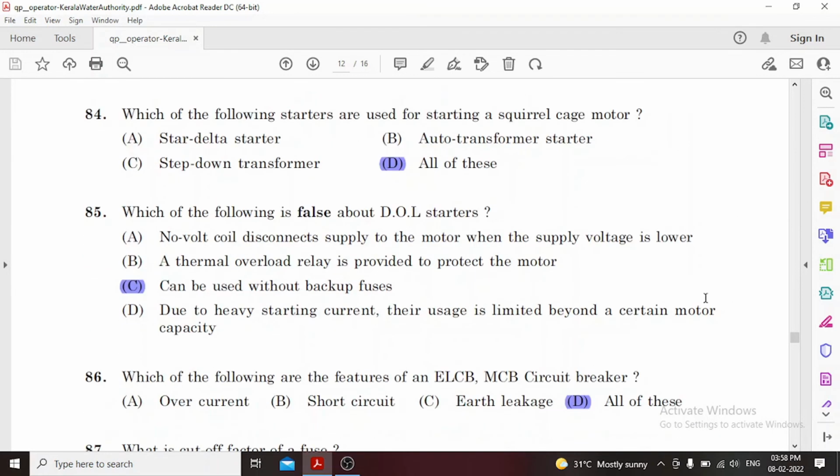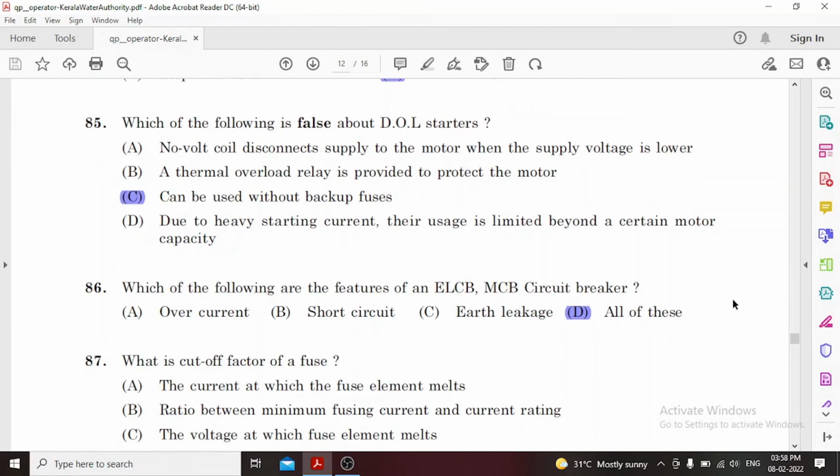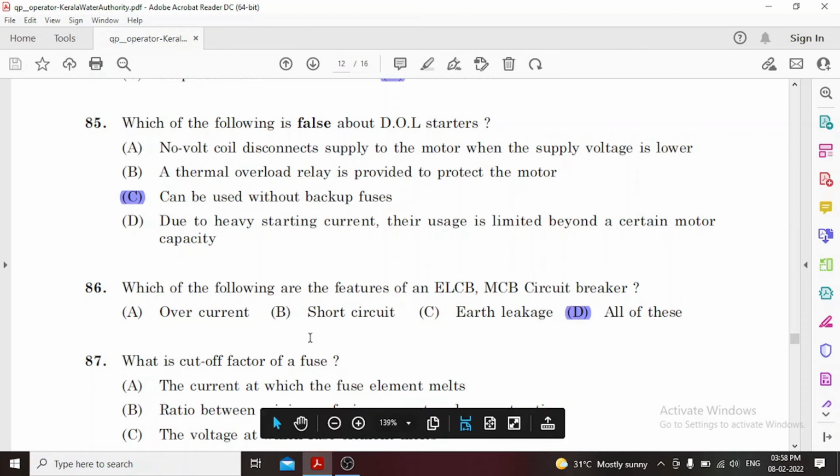85. Which of the following is false about DOL starters? Can be used without backup fuses. Option C, can be used without backup fuses. This is the false statement. 86. Which of the following are the features of ELCB, MCB circuit breaker? Option D, all of these. That is, over current, short circuit, earth leakage. All of this is the answer.